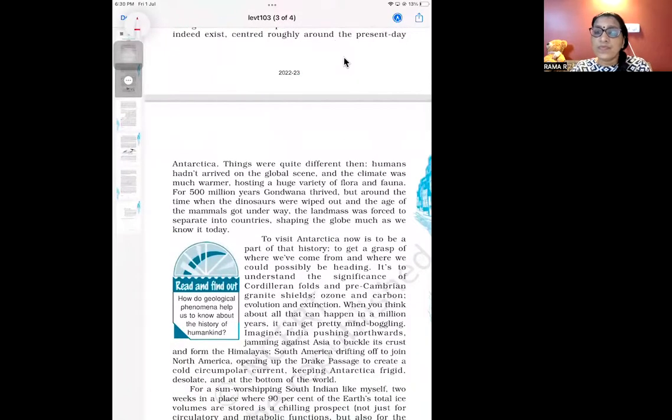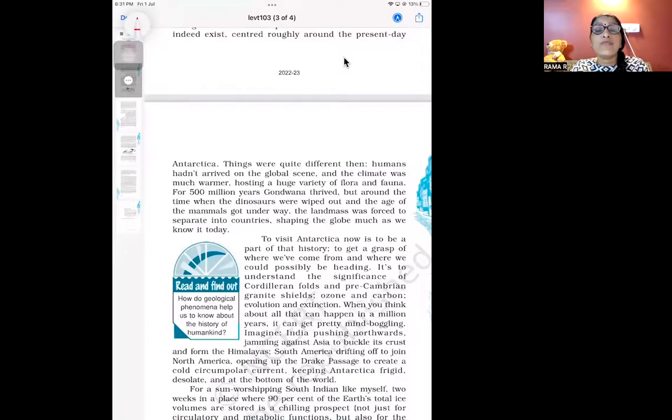क्यों? Because humans hadn't arrived on the global scene. हम इंसान आए ही नहीं थे यहाँ पर तबाही मचाने. And the climate was much warmer, hosting a huge variety of flora and fauna. For 500 million years, Gondwana thrived.